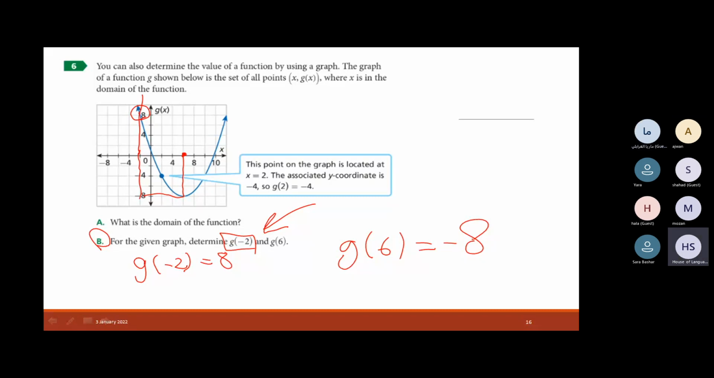I will ask you one by one. G of 6. Maybe her answer is correct, maybe it's wrong. I want to get your answer, all of you. Think about it. I want to ask you about all of them. Not true or false, no. G of 6. G of 6 equals what?